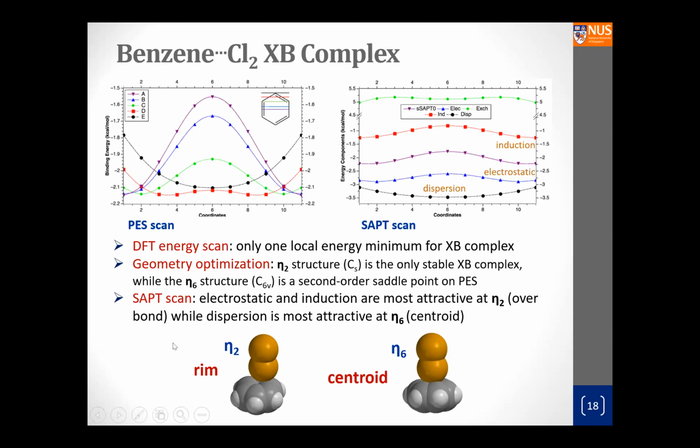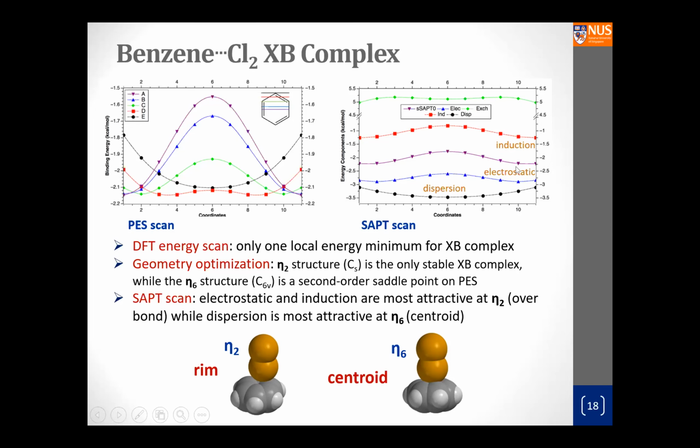When we do the potential energy scan, it shows there's only one possible local energy minimum, and we have confirmed it with full optimization. It's actually over the bond. The interaction with the centroid is not a stable equilibrium structure; it's a second order saddle point. If you do the SAPT scan, what you notice is that at the centroid, dispersion energy is the lowest, as one would expect, but at the rim, over the bond, induction and electrostatic is the lowest.